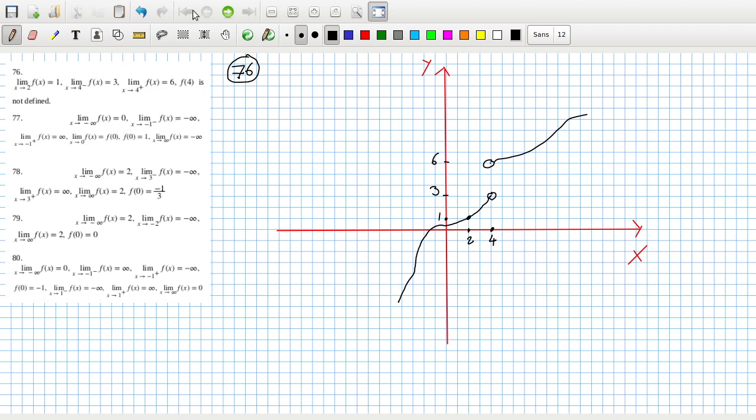Let's have a look at 77. So 77 now. As x goes to minus infinity, we get 0. So there's an asymptote here. As x goes to minus 1 from the left, we get minus infinity. But when x goes to minus 1 from the right, we get positive infinity.